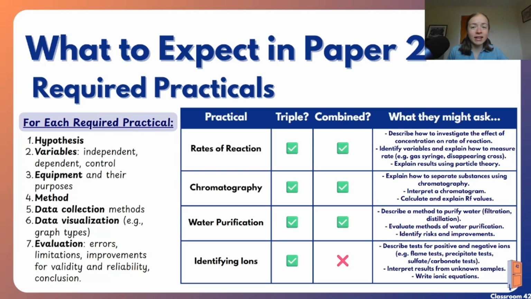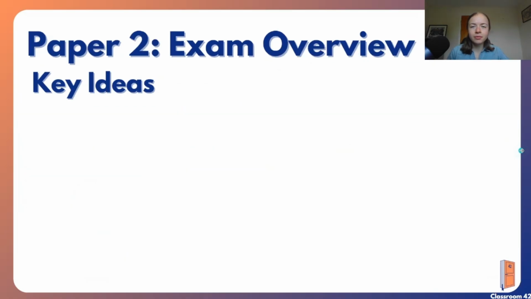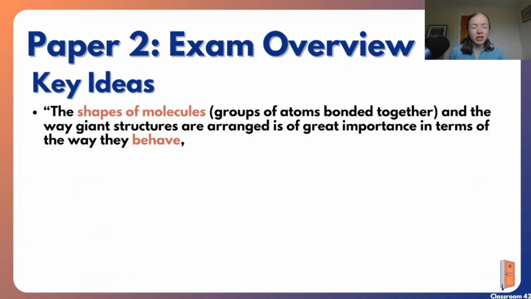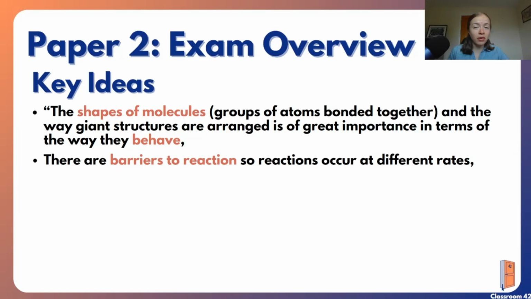So as well as making sure you're confident on the 7 points for each of these practicals, I would make sure you take some time to consider what you would say if you got asked a question like that with those specific command words. So the key ideas for chemistry paper 2 are quite similar to the ones in paper 1. So understanding that the shapes of molecules and the way giant structures are arranged is important to the way that they behave. And also there are barriers to reactions.